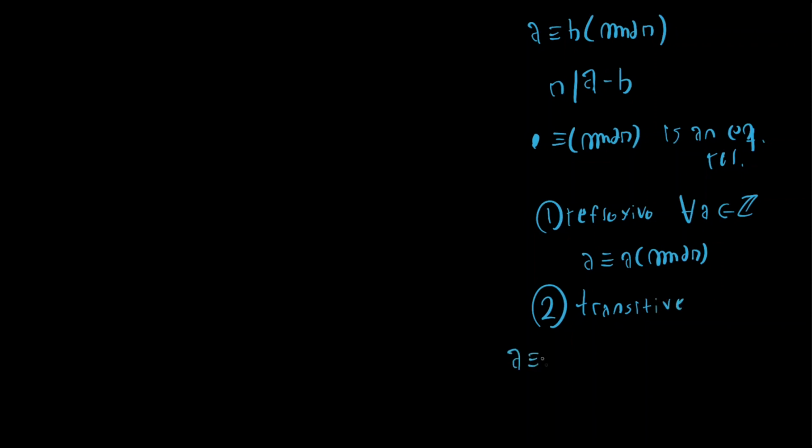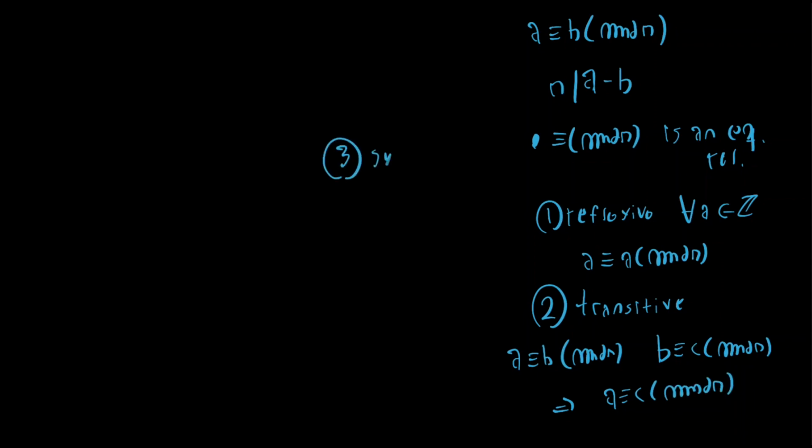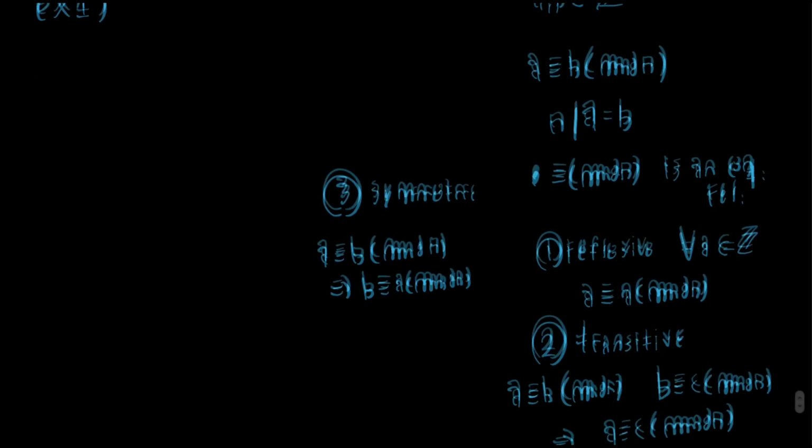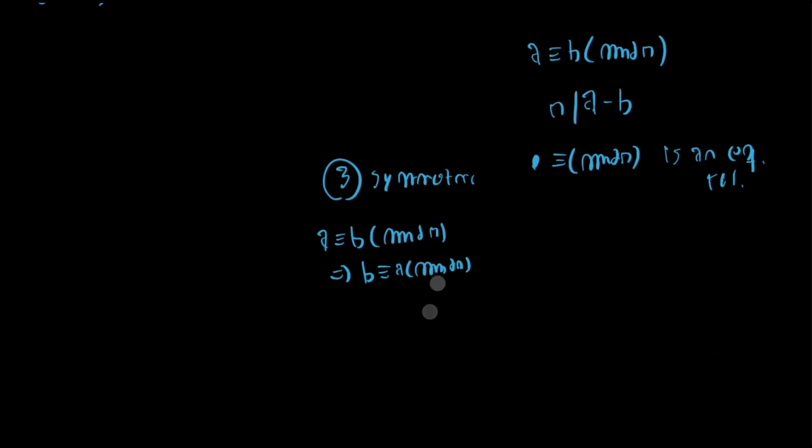So if we have that a is congruent to b mod n and b is congruent to c mod n, then a is congruent to c mod n. And the third one is that it is symmetric. So in other words, if we have a congruent to b mod n, then b will be congruent to a mod n. And from the definition, all these properties are rather easy to prove. However, in this video we won't prove them.